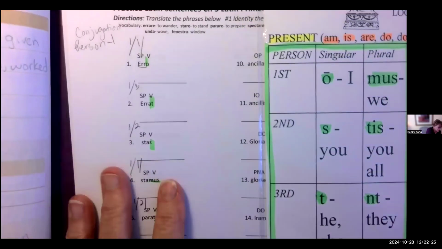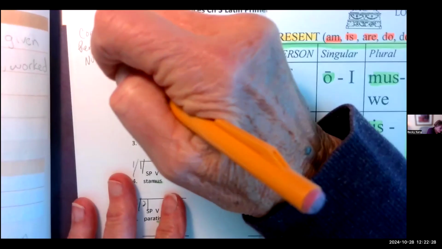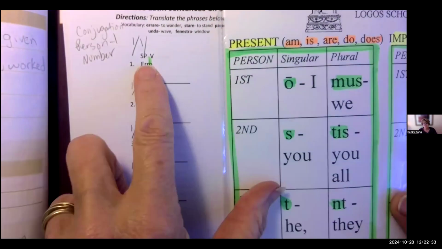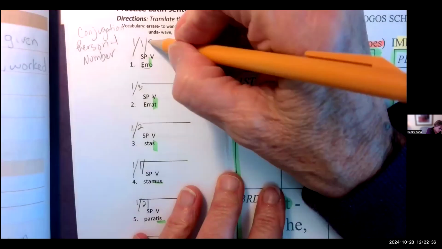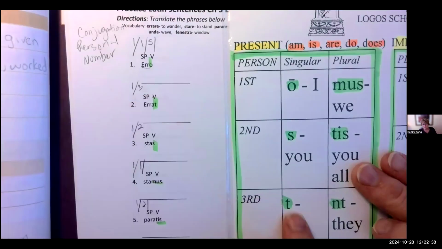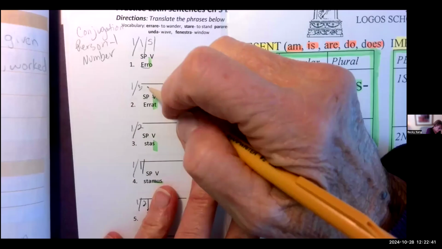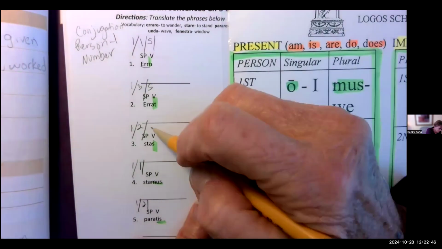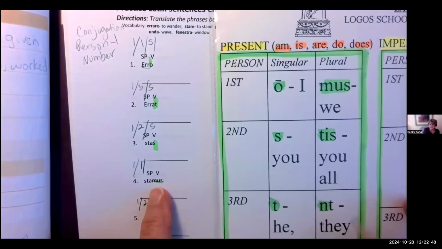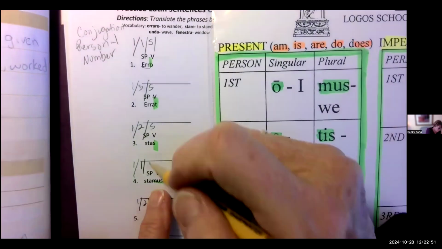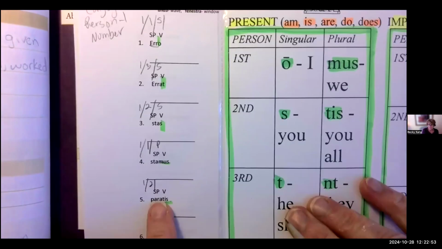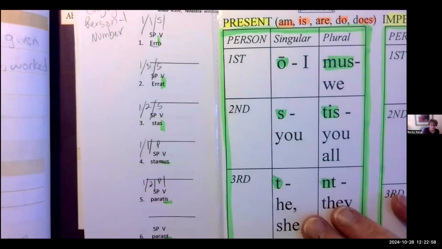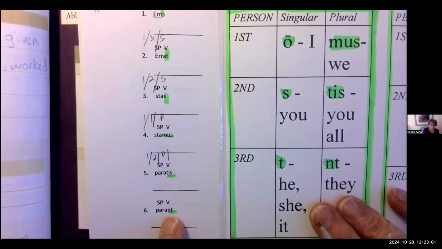Then the third question is number. Is it in the singular column or the plural column? So O is in the singular column. T is in the singular column. S is in the singular column. Mus is in the plural column. Tis is in the plural column. Okay, nt, well, we'll get to that.